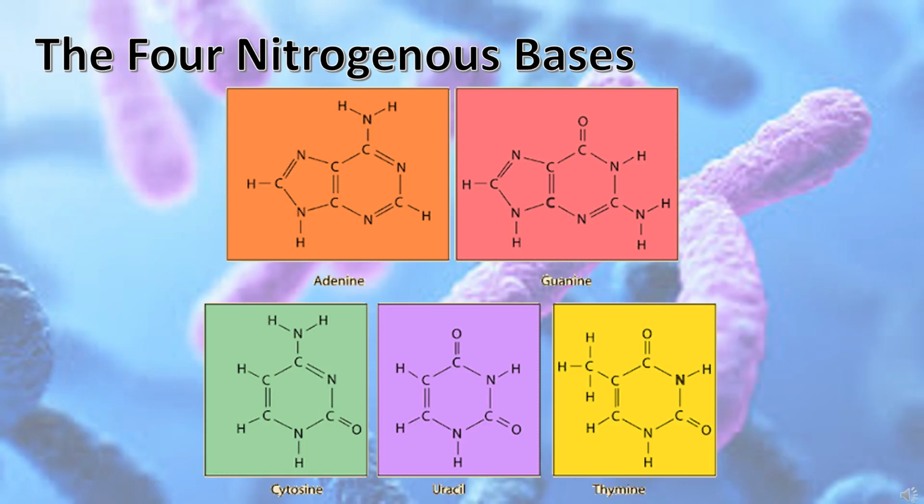Purines, double ring structure, consist of a 6-membered ring fused to a 5-membered ring. Adenine, A, found in both DNA and RNA. Guanine, G, found in both DNA and RNA. Pyrimidines, single ring structure, consist of a single 6-membered ring. Cytosine, C, found in both DNA and RNA. Thymine, T, found only in DNA. Uracil, U, found only in RNA.